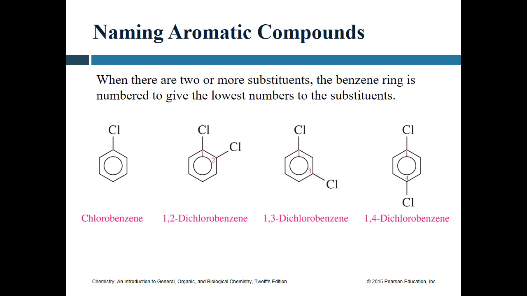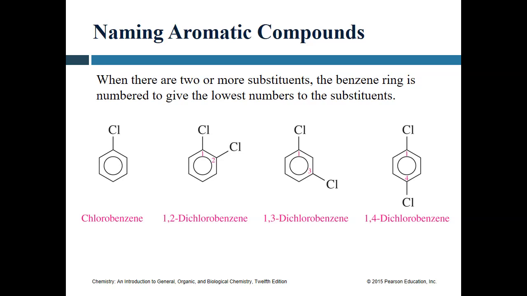If they're next to each other, it's 1,2. If they are completely opposite each other, it's 1,4. If they're in between, then it's 1,3. But we always would name one of them with 1, since that would obviously give us the lowest combination. Doesn't matter which double bond. They're all at the top.